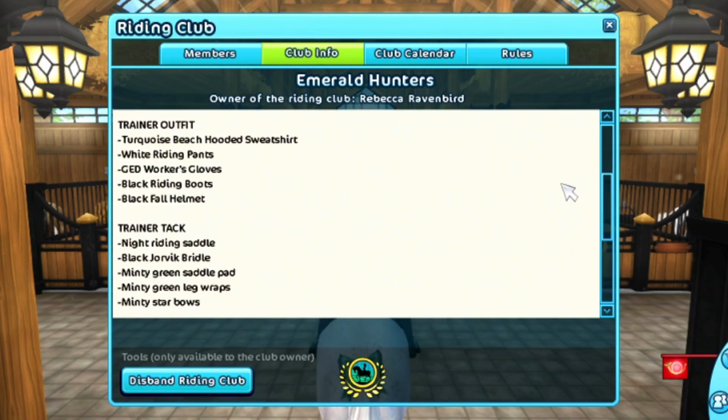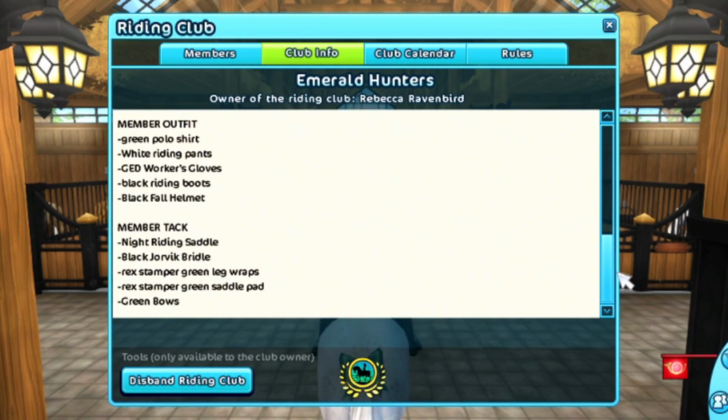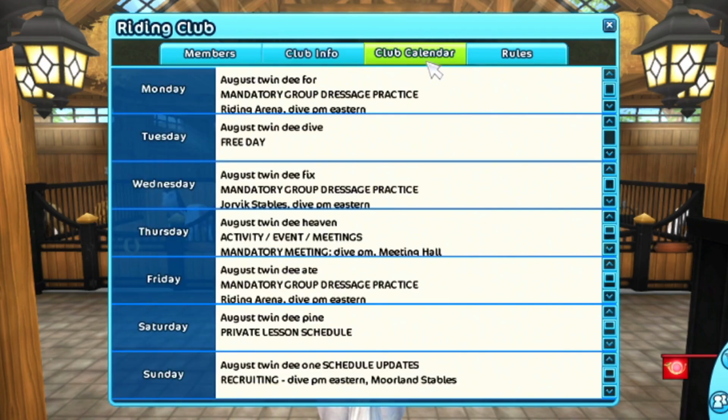Up next is our outfit and tack requirements. The outfit and tack is pretty similar between the trainers and the members. The reason why I have a difference between trainers and members is to differentiate us as instructors and so we know who our students are. So basically, the trainers wear turquoise and the members wear green. And there are some differences, such as the shirt is different between the trainer and the students. And then for the tack, the leg wraps, the saddle pad, and the bows are different colors for each of us.